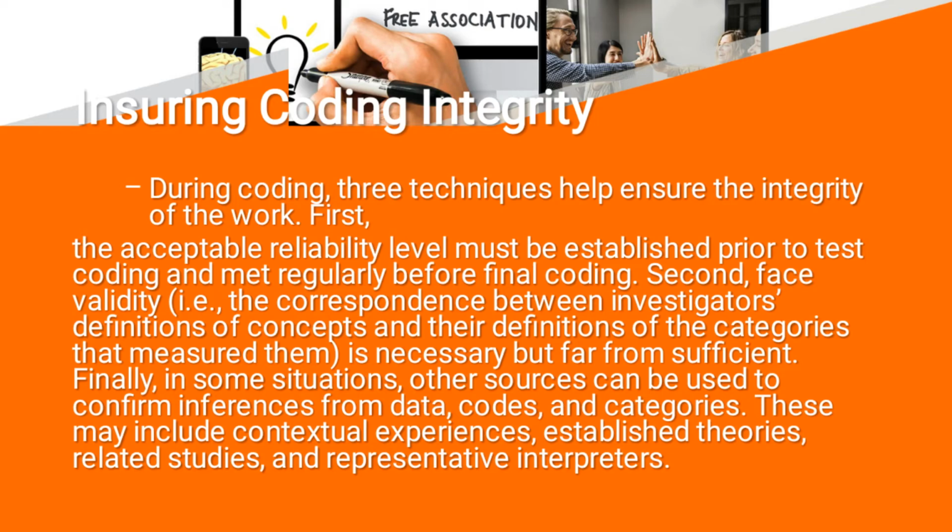During coding, 3 techniques help ensure the integrity of the work. First, the acceptable reliability level must be established prior to test coding and met regularly before final coding. Second, face validity, i.e., the correspondence between investigators' definitions of concepts and their definitions of the categories that measured them, is necessary but far from sufficient. Finally, in some situations, other sources can be used to confirm inferences from data, codes, and categories. These may include contextual experiences, established theories, related studies, and representative interpreters.